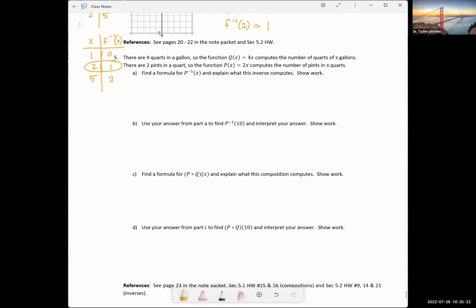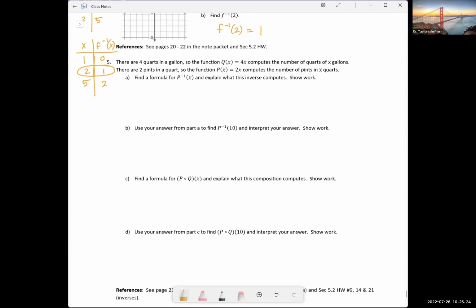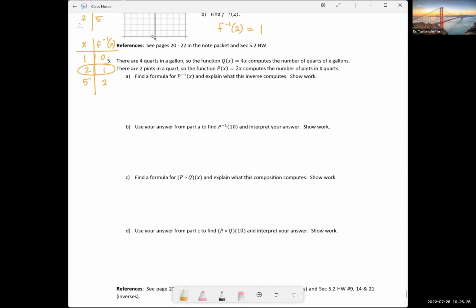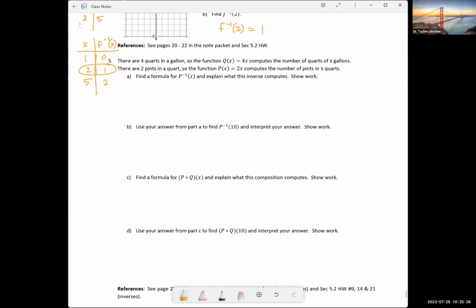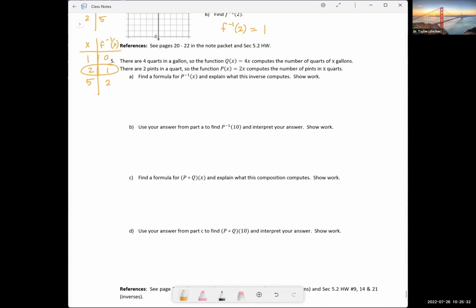Okay. Number 5. There are 4 quarts in a gallon. So the function Q of X equals 4X computes the number of quarts in X gallons. So like if you have 1 gallon, that's 4 quarts. You have 2, that's 8, 3, that's 12, so on and so forth. There are 2 pints in a quart. So the function P of X equals 2 times X represents the X number of quarts, and gives you the number of pints total. Find the formula for P inverse of X and explain what the inverse computes.